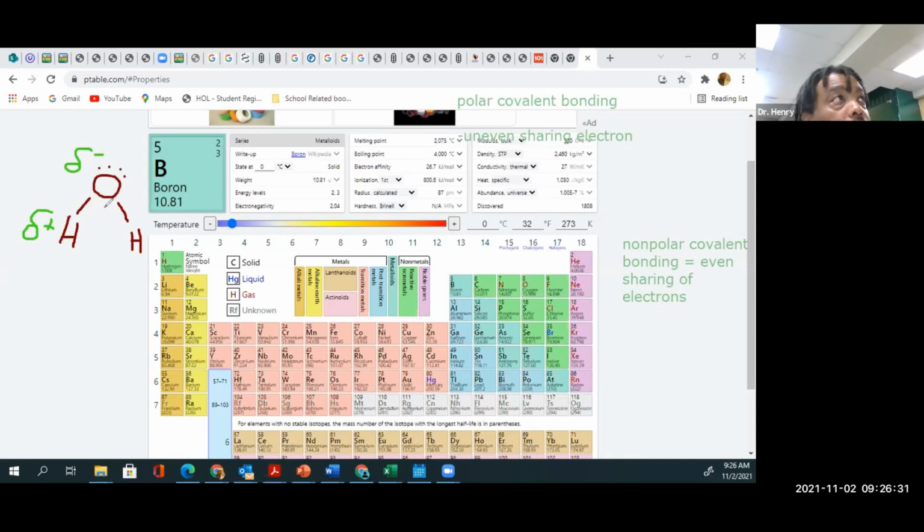Okay, so we have those partial positive and partial negative charges going on there. So that's an example of polar covalent bonding. So water is considered to be polar, right? It has those partial negatives and partial positives. Now, those partial negatives and partial positives can interact with things that are negative and positive. So that's what happens when you put salt in water.